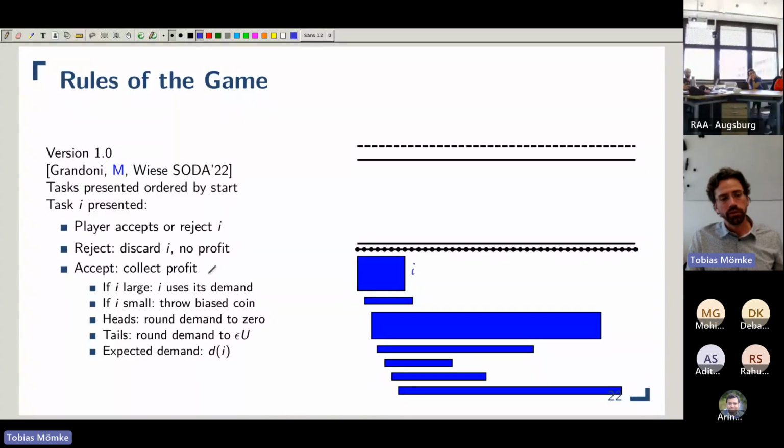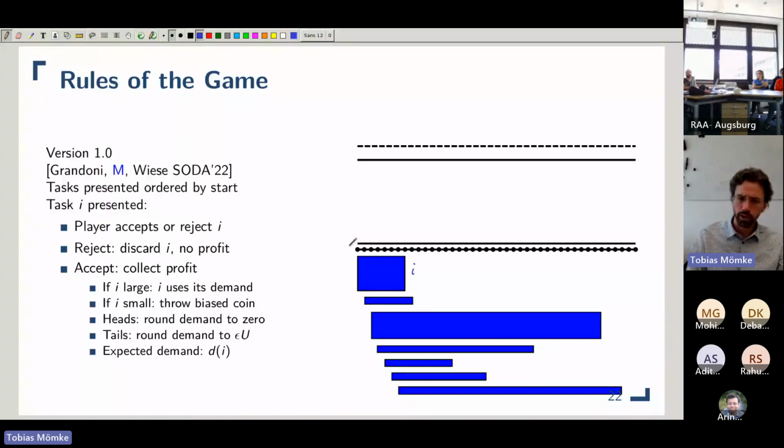But then after the profit is taken, there are these options: either the task is large, then nothing really happens. We take the task, we consume the capacity, and that's it. Or the task is small, then we throw a biased coin. If the coin shows heads, the demand is rounded to 0. If the coin shows tails, the demand is rounded to epsilon times the overall capacity that we have. So it becomes a large demand. And the expected demand is the demand.